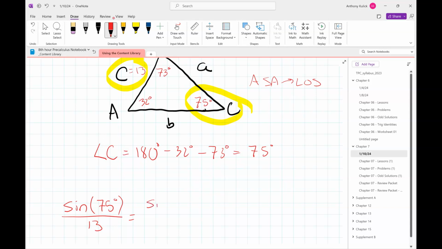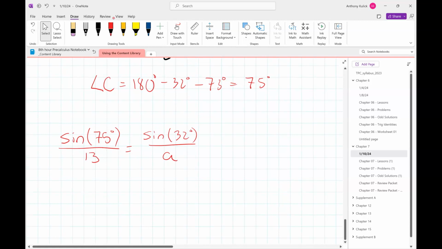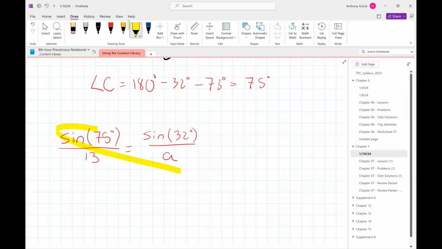So the law of sines says I should write sine of angle A over side A. So there's my equation where I have one fraction equal to another fraction. What do we call that kind of an equation? Does anybody remember? Proportion. Excellent. How do we solve a proportion? Cross multiply. So we'll do A times sine 75 equals 13 times sine 32.